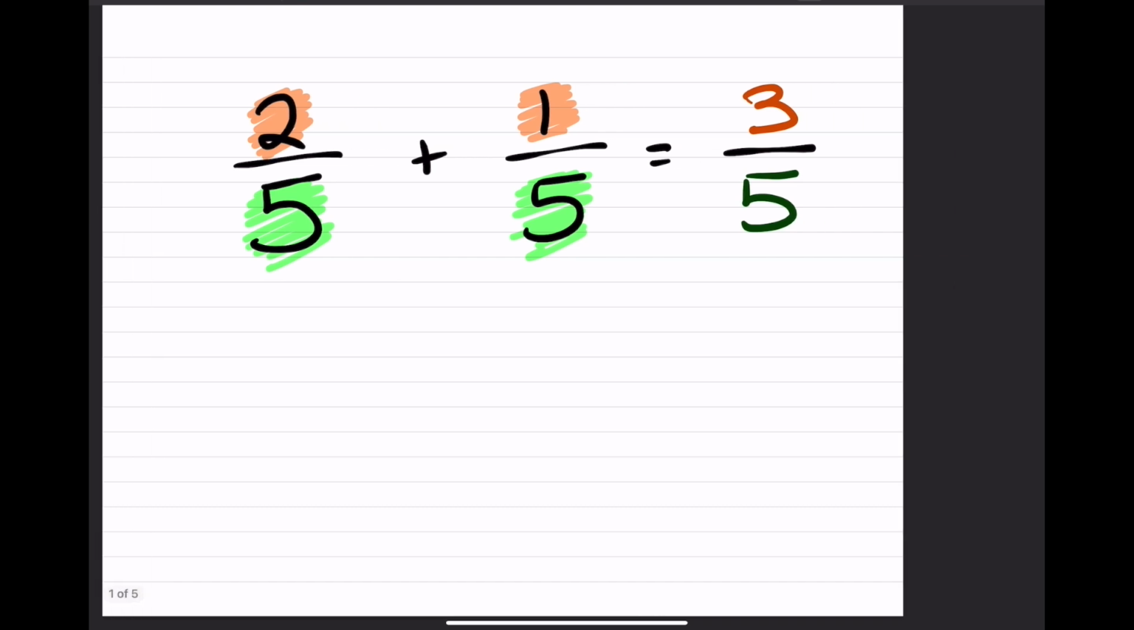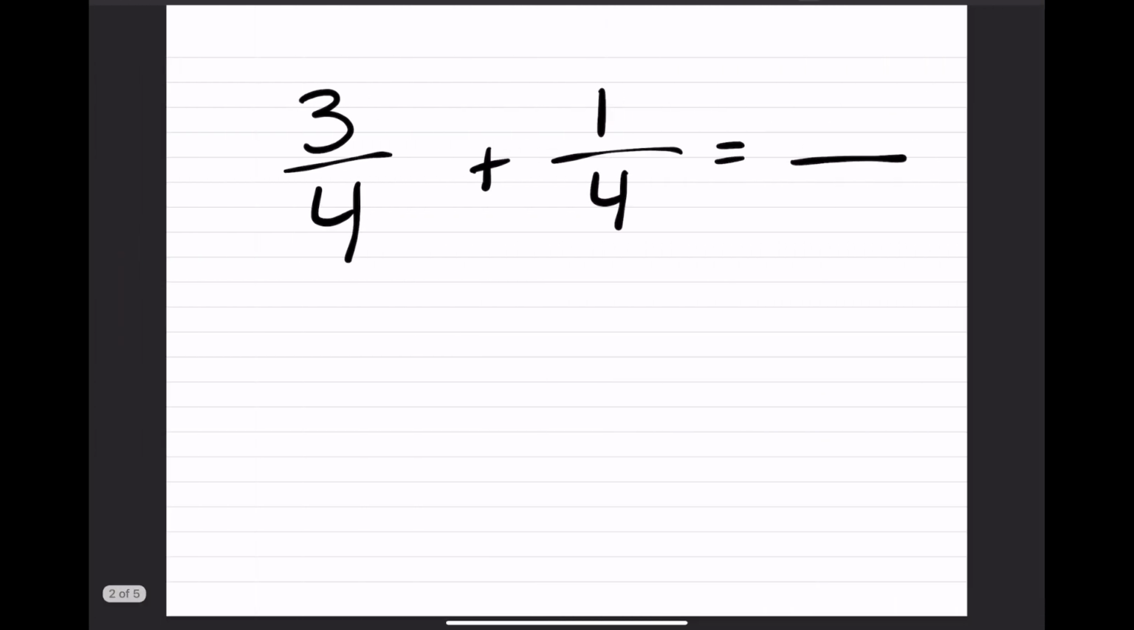Let's look at another one. Here I have 3/4 plus 1/4. I'm going to start the exact same way. I'm going to check if my denominators are the same. In this case, both of my denominators are 4, so I'm going to be able to go ahead and add. First thing I'm going to do is write that like denominator of 4. Then I'm going to check out my numerators. I have a 3 and a 1. 3 plus 1 gives me 4, so I'm going to get 4 over 4.